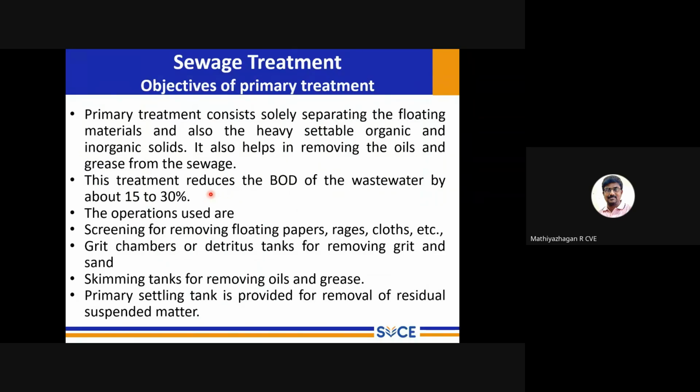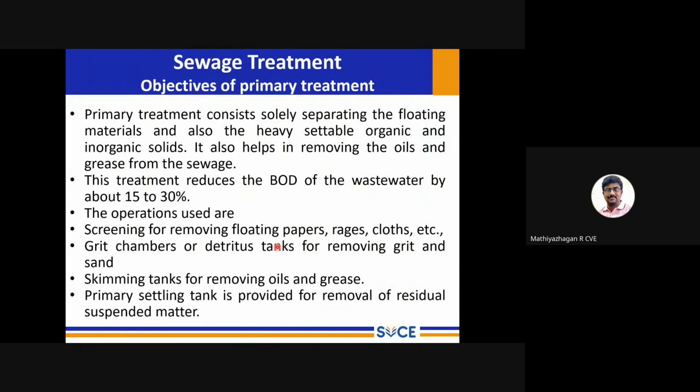The remaining 70% of organic matter, which is in the form of colloidal or dissolved organic solids, goes for biological treatment. Screening is used to remove any floatable matter like paper, cloth, or wood material. Then the grit chamber is used to remove grit and sand particles, which have a very high specific gravity, around 2.65.